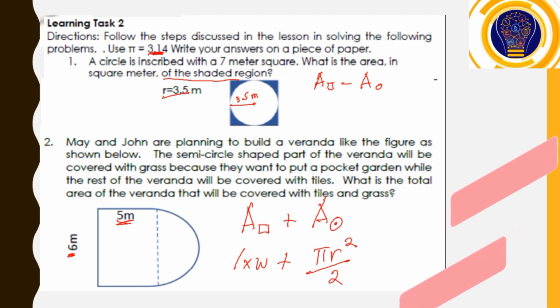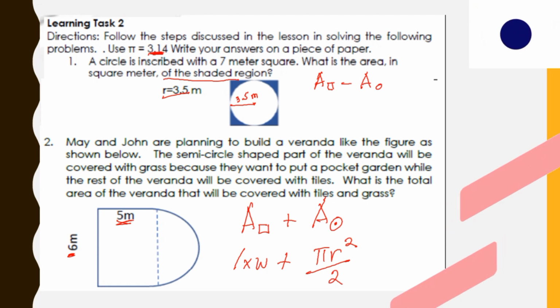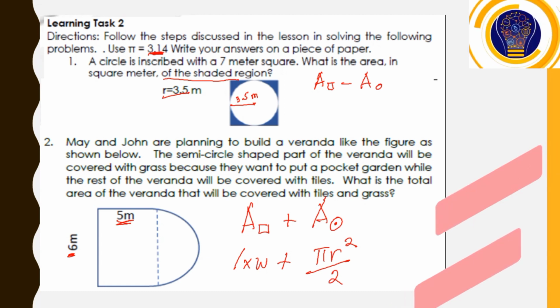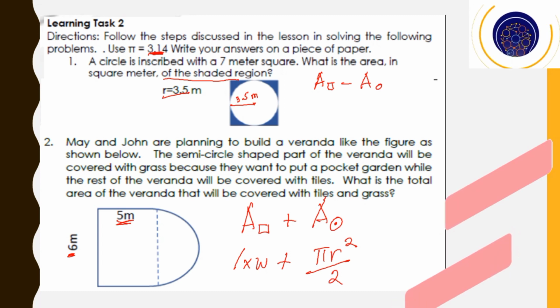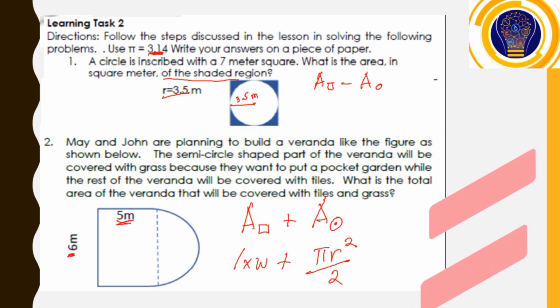So, ito, semicircle siya. Dalawa yung figure natin dito. Yung kalahati ng circle plus yung area ng rectangle. Nasaan yung rectangle? That is this one, 5 meters by 6 meters.